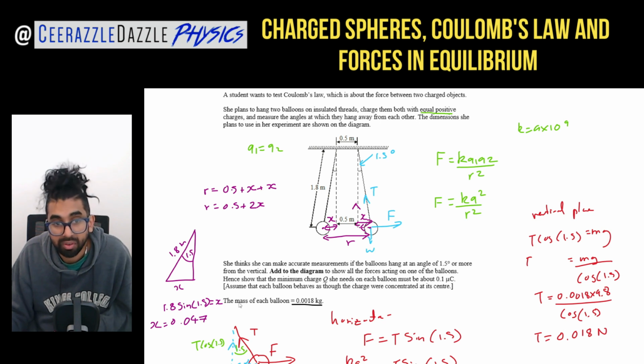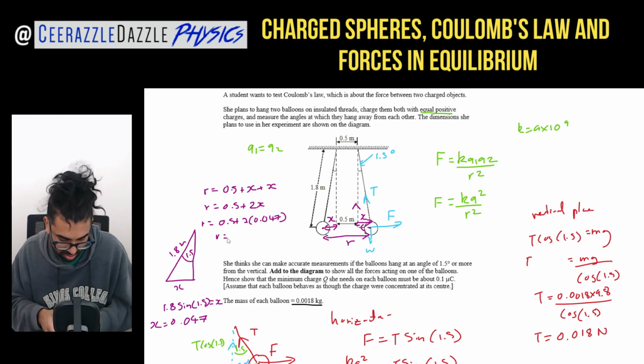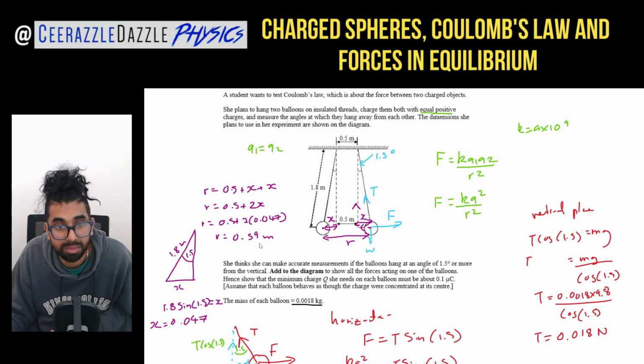So the value of r will therefore be equal to 0.5 plus 2 times 0.047. So my value of r is times by 2, plus 0.5. The answer is r equals 0.59 meters. So that's my value of r.